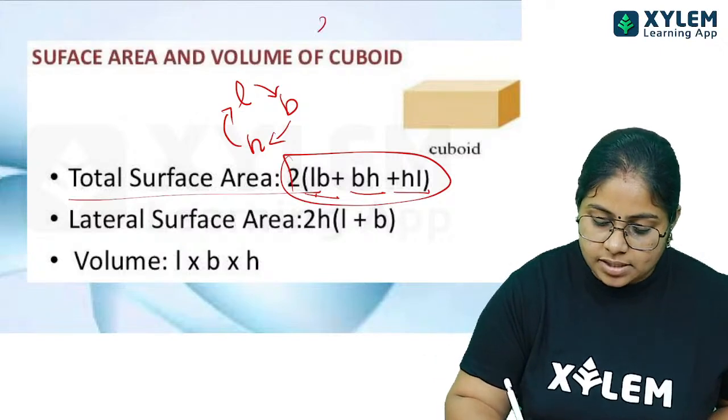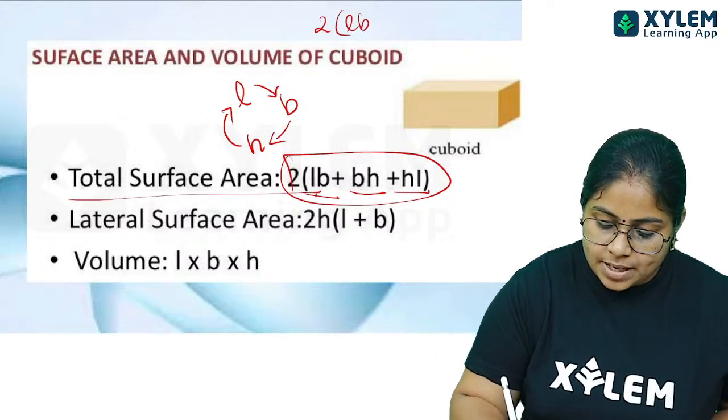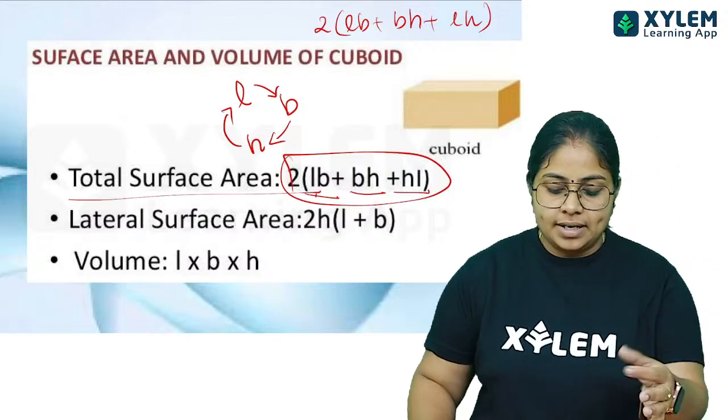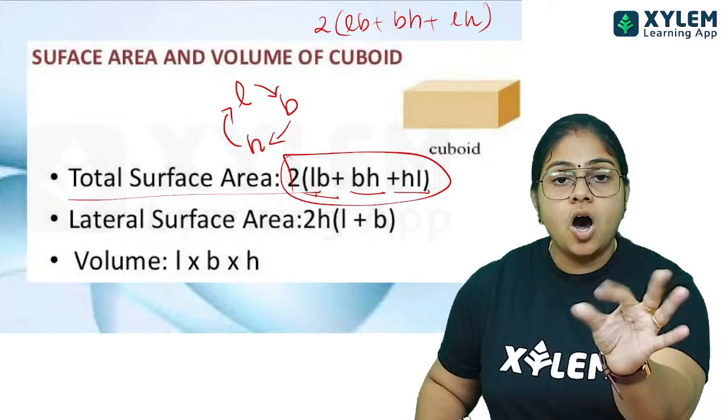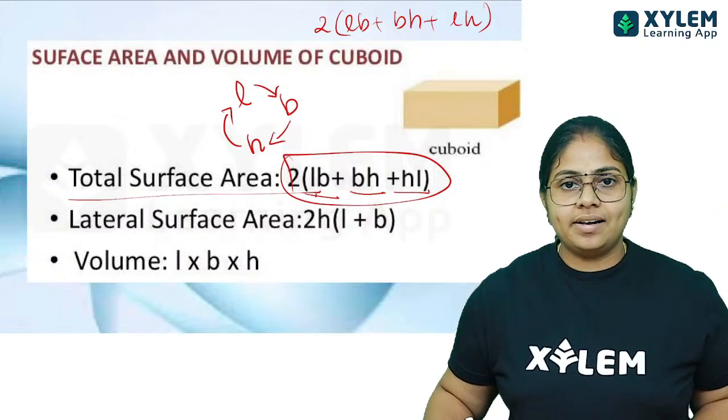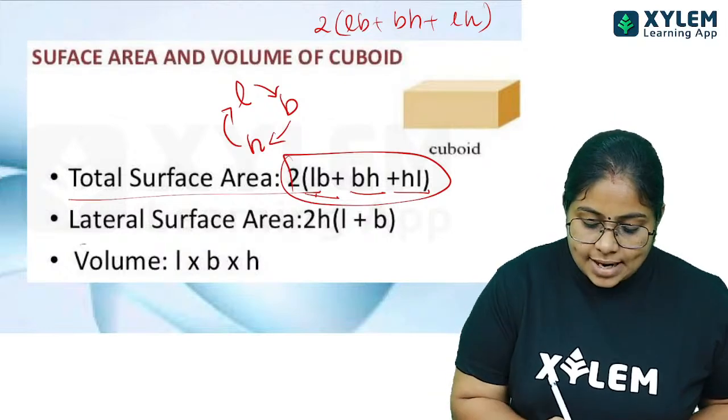Okay, twice 2 into L into B, LB plus BH plus LH. This is the formula for finding the total surface area of a cuboid. The total surface area of a cuboid. Clear? Yes. Now its lateral surface area.